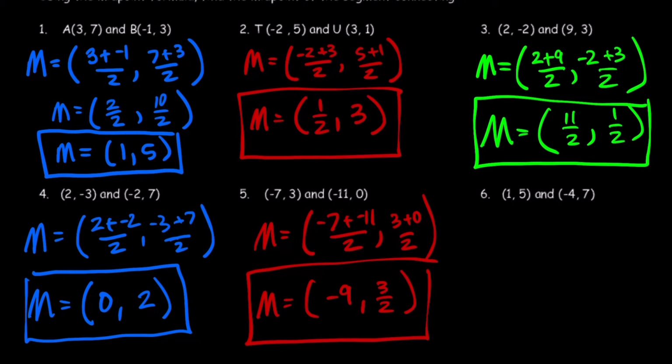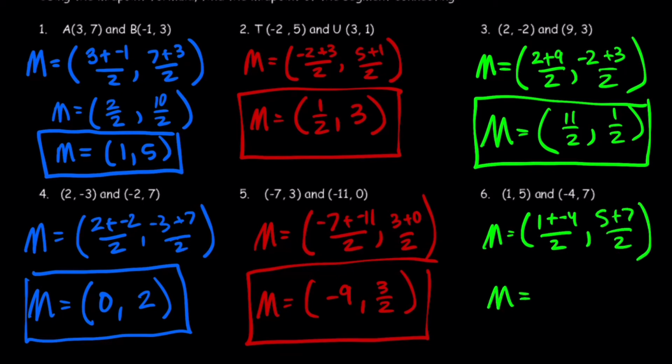And the last one on this page, midpoint. The two x values, 1 plus negative 4. It's so important that you keep that negative. Divided by 2, comma, 5 plus 7 divided by 2. All right, 1 plus a negative 4 is negative 3. I'll leave that as a fraction. You could put negative 1.5 if you want. I'll leave it negative 3 over 2. And 5 plus 7 is 12. 12 divided by 2 is 6.